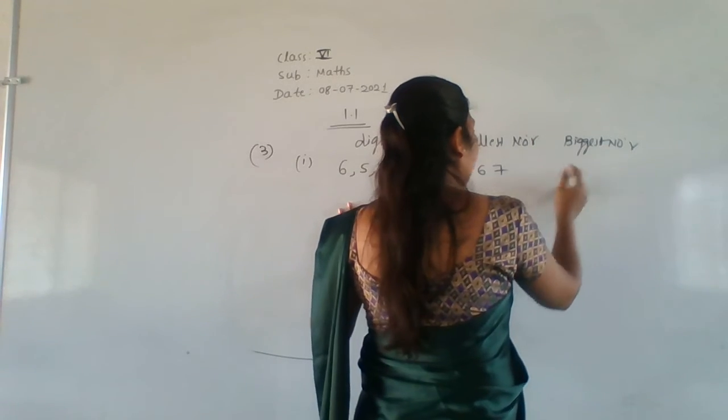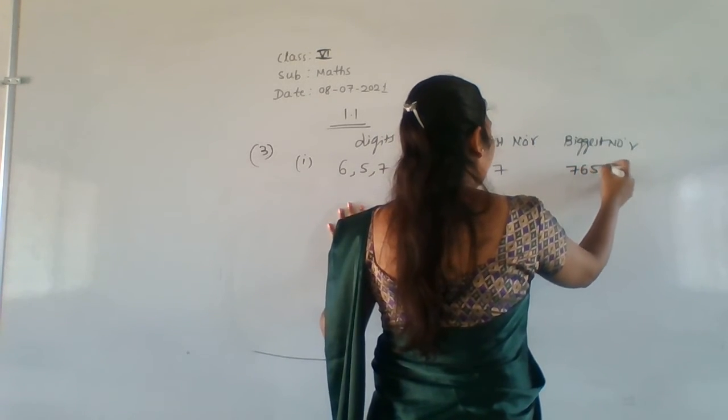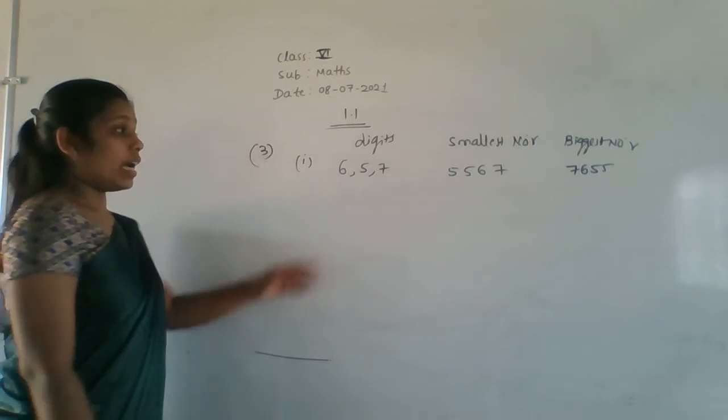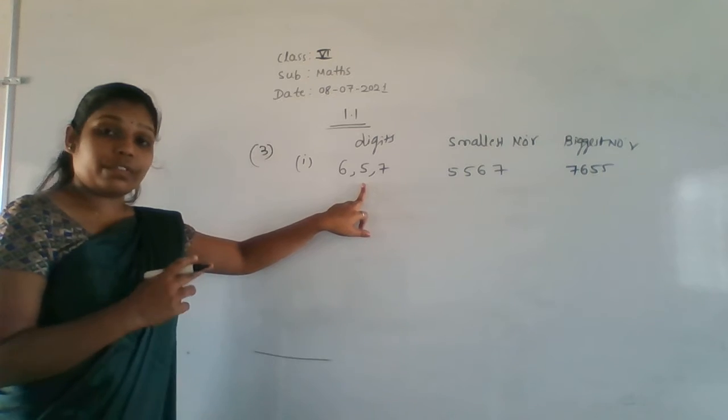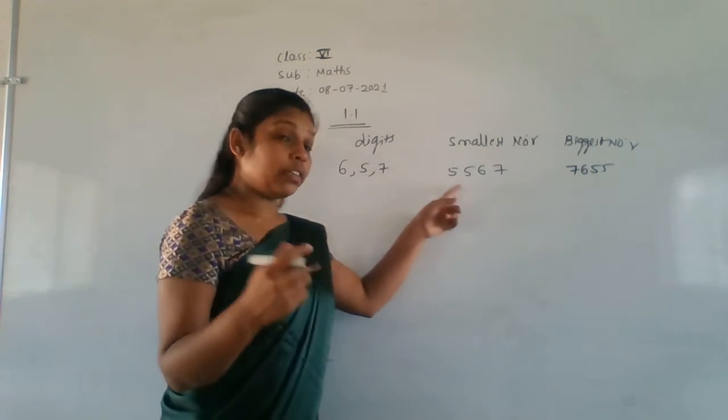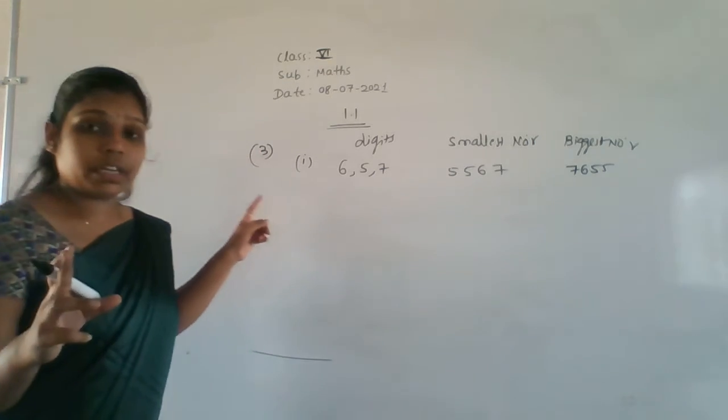How to write the biggest number? 7, 6, 5, 5. Like that you have to write. You can use any one of the numbers 2 times. I used 5 two times here. It's your wish.